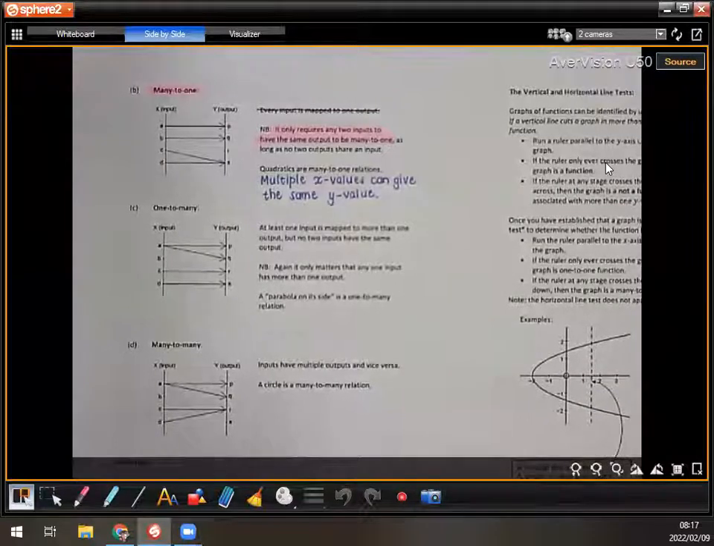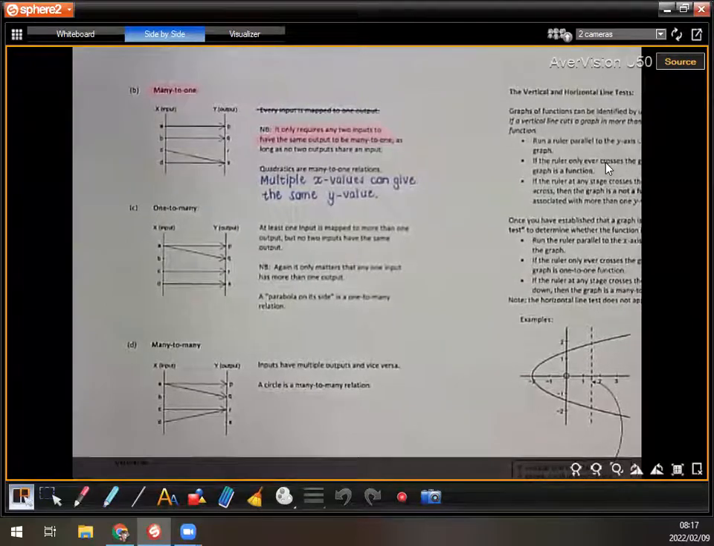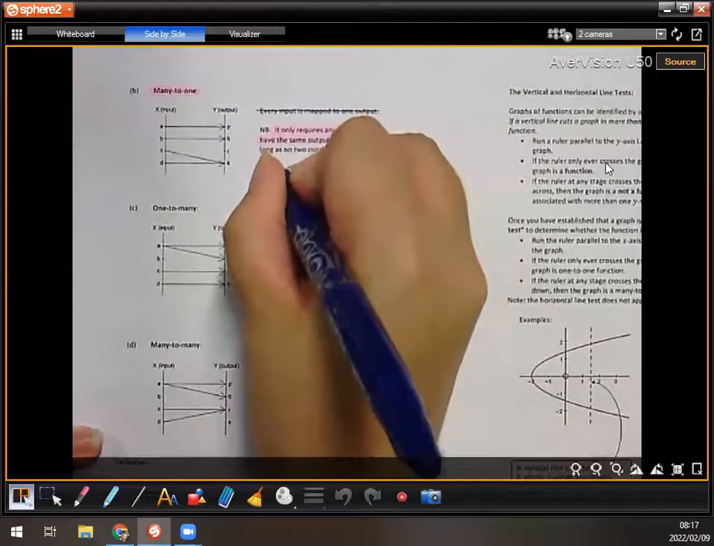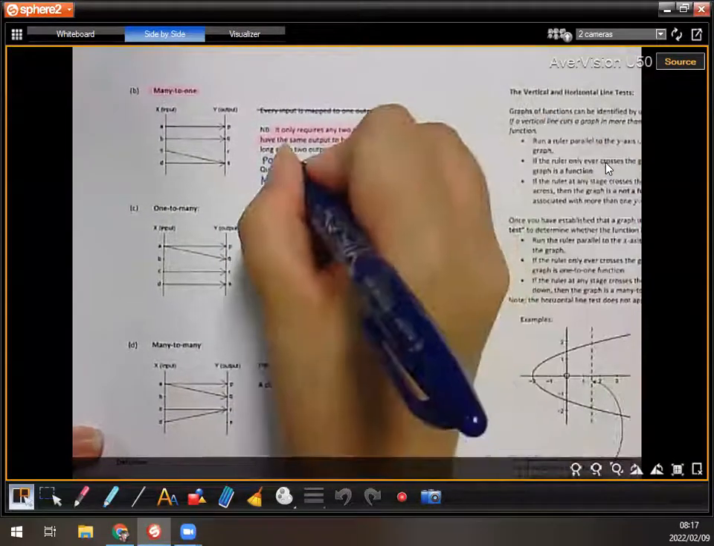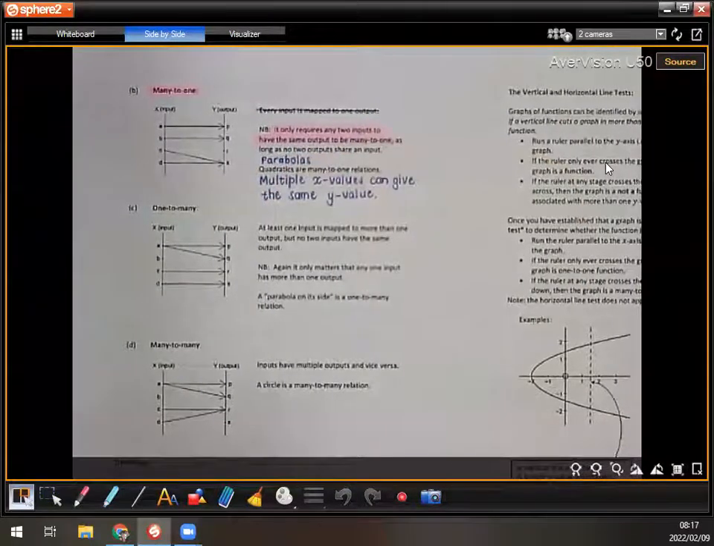Okay, now these are obviously set up using proper names, the same quadratics, but just in case you're not sure what that is, parabolas. So you can add in at the top, and you're saying that quadratics are many-to-one relationships. You can just add the parabolas. Parabolas are quadratic graphs, right? Because it only has an x squared.